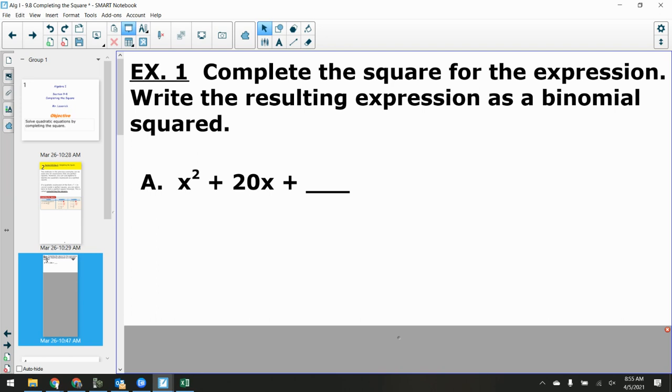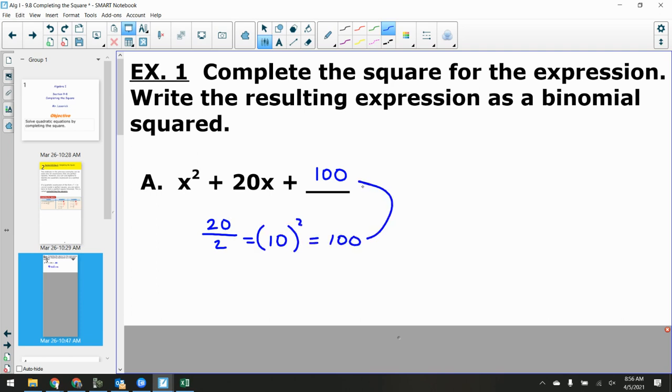Okay, so I said it was always b over 2 squared. What's my b value in this case? 20. Cut it in half. What do you get? 10. Square 10. What do you get? 100. And that's my magic number. My magic number is 100. Again, I'm going to write it out here so you can see it. You take 20, you divide it by 2, you get 10, you square it, you get 100. That's how we get that number. B cut in half, then squared. Now, what will that factor into?